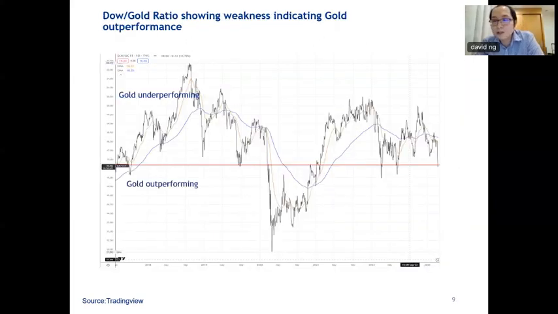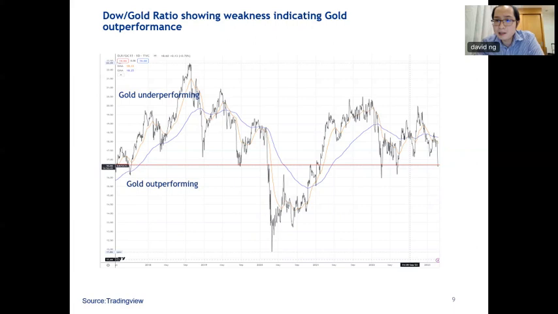Now, I like to look at things when you compare two different asset classes, or two different aspects, in terms of a ratio. So what I did here is compare the Dow Jones against gold prices in terms of a ratio. If you notice, every time the ratio starts to go down, that tells you, taking this ratio as a reference, that gold is outperforming compared to the Dow Jones. And that usually indicates that the market is heading to a downward correction.